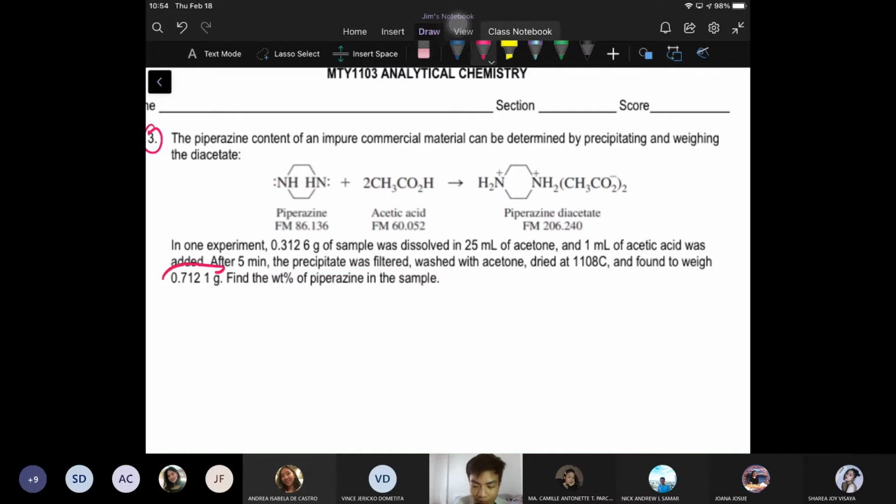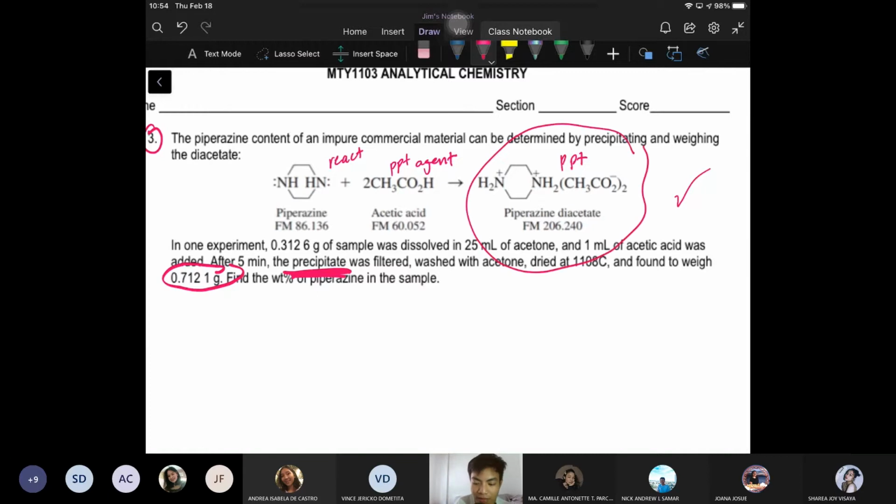Ano to? Itong 7121. Yan yung mass ng precipitate, no? Ano kaya identity ng precipitate, no? Binigay na yun sa equation sa taas. Okay? So, magbibigay talaga ng equation yan, ha? So, this equation at the top will tell you na ito yung iyong reactant, ito yung precipitating agent, okay? And ito yung precipitate mo. Okay. So, itong 7121 grams, ito na yon.